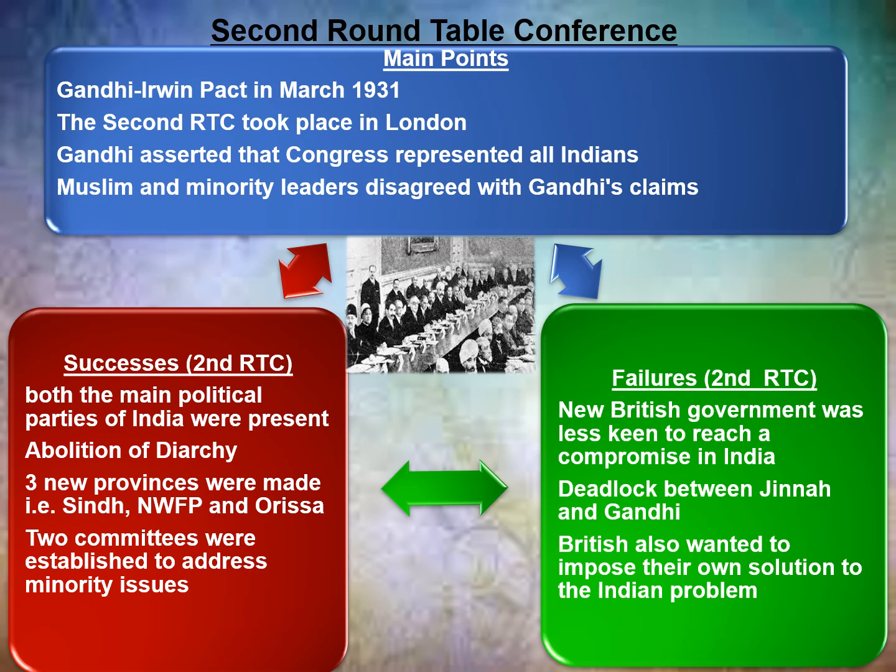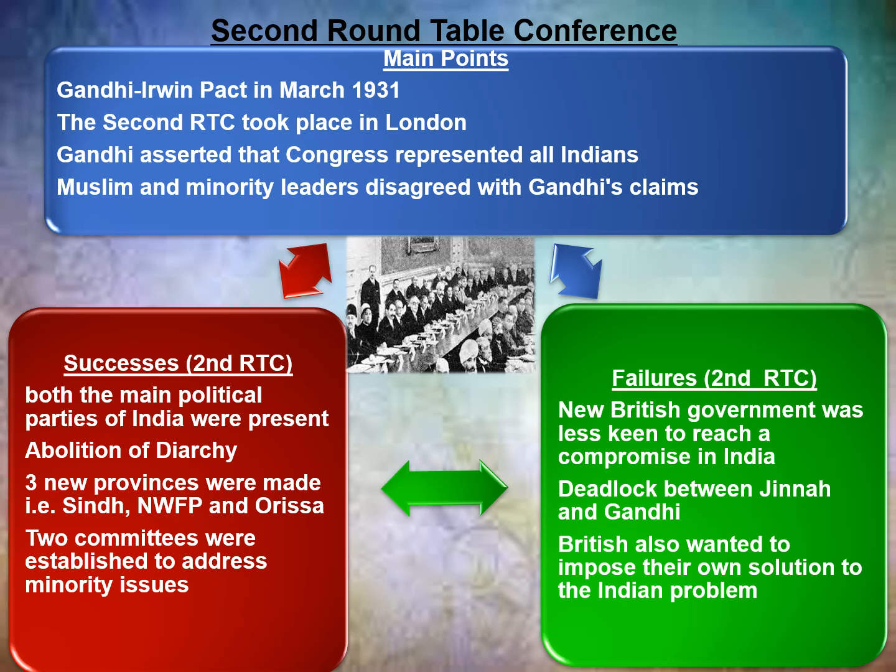If we talk about the second RTC's successes, both the main political parties of India were present, the INC and the Muslim League. The abolition of diarchy was discussed and decided. 3 new provinces were proposed: Sindh, NWFP, and Orissa, and 2 committees were established to address minority issues during the second Round Table Conference.